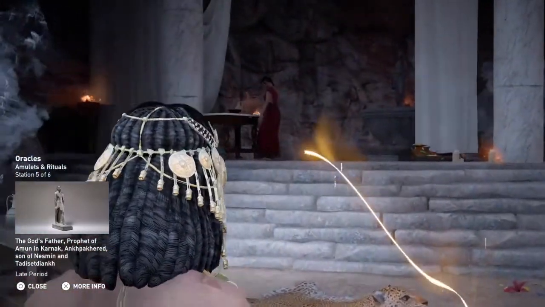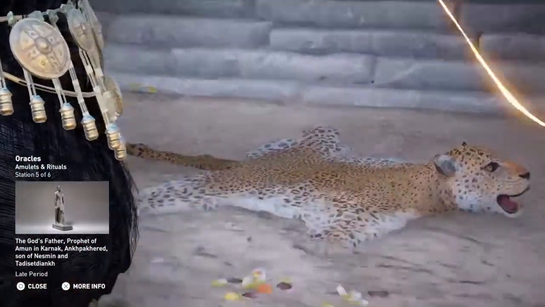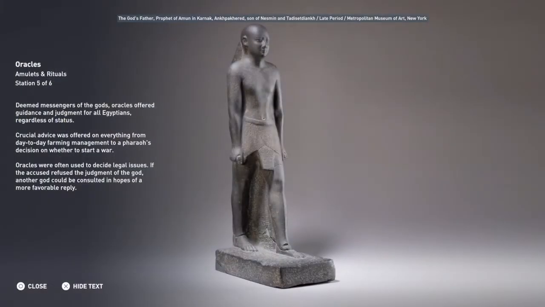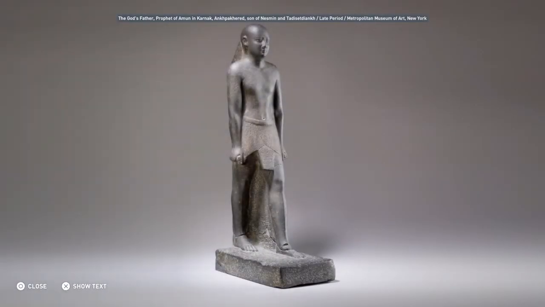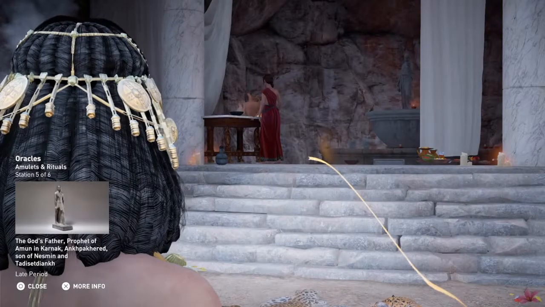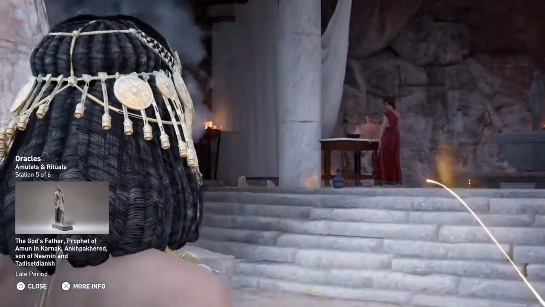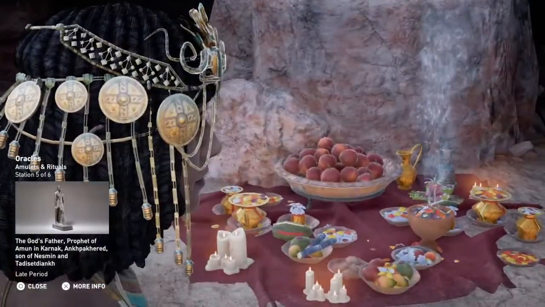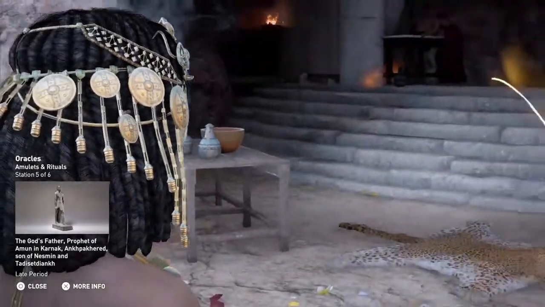Deemed messengers of the gods, oracles offered guidance and judgment for all Egyptians, regardless of status. Crucial advice was offered on everything from day-to-day farming management to a pharaoh's decision on whether to start a war. Oracles were often used to decide legal issues. If the accused refused the judgment of the god, another god could be consulted in hopes of a more favorable reply.